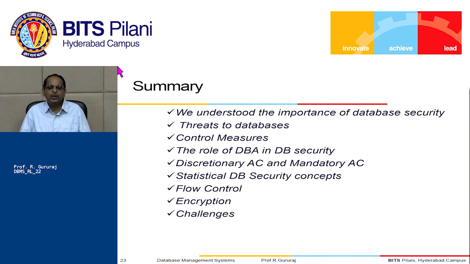So in summary, we understood the importance of database security, what the various threats to database systems are, and what the various control measures are, the role of the database administrator in security, what the discretionary access control mechanism is, and what we mean by the mandatory access control mechanism, and what a statistical database is, and how important the security of such databases is, and how one can breach that security by intelligently framing queries. Okay, and the statistical database system should take appropriate measures to prevent such kinds of queries.